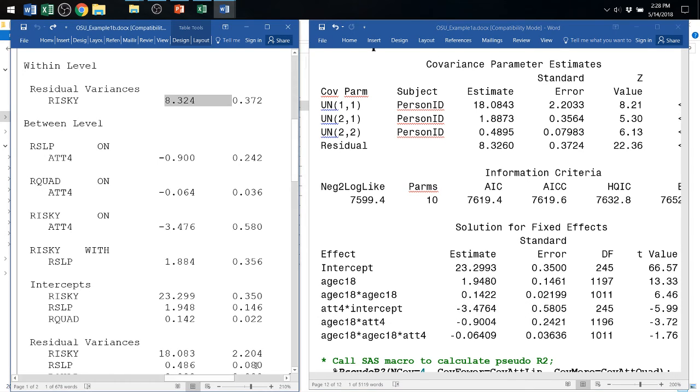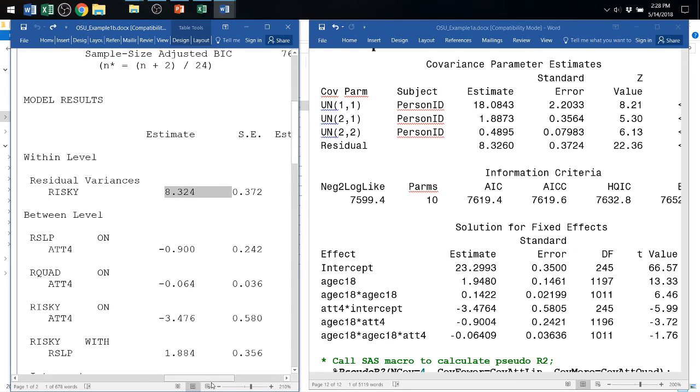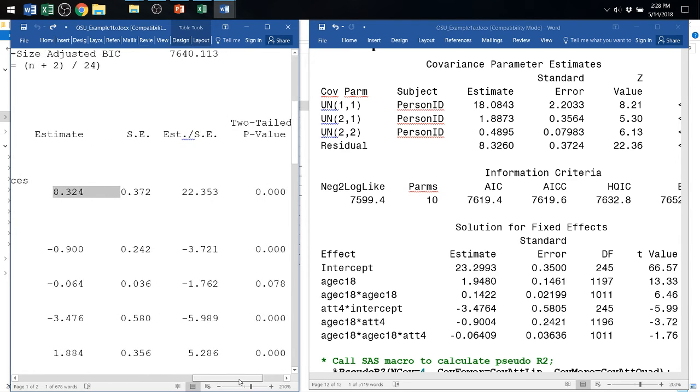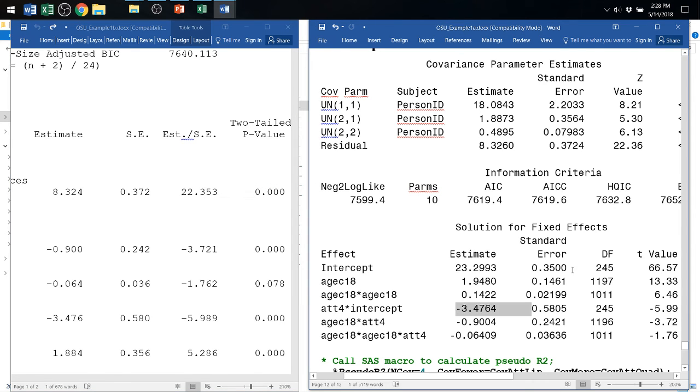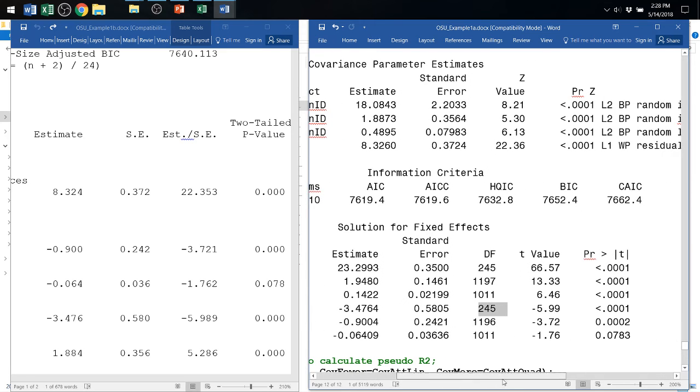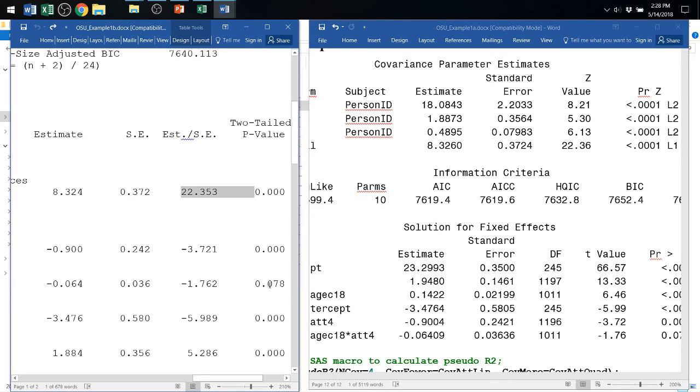Note the rest of the output though. This gives you a column for your estimate, your standard error. Estimate divided by standard error is right here. That thing it's considering to be a z, whereas SAS considers it to be a t and uses this degrees of freedom to generate a p-value. So the p-values may not match exactly because this is assuming infinite denominator degrees of freedom instead.